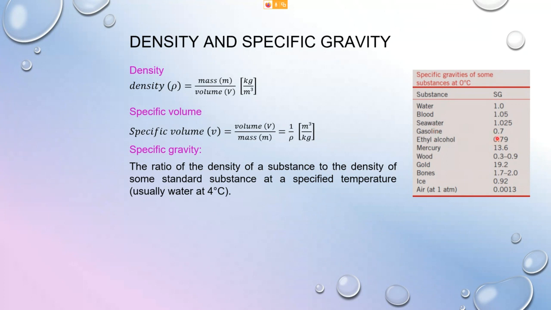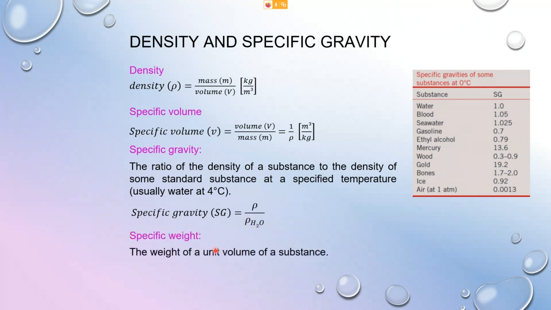Any specific gravity that is less than 1, for example gasoline, ethyl alcohol, wood, ice and air, usually floats on the surface of water. Anything that has a specific gravity of more than 1 usually sinks under the water. So that is specific gravity: you take the density of the substance divided by the density of water.